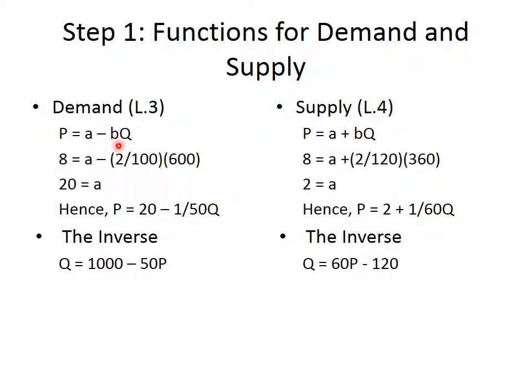P equals A minus BQ. 8 equals A minus, and we just walk through the math here. This gives us a demand intercept of 20 units, and that gives us this function, P equals 20 minus 1/50th Q. I think we did this back in one of the problems for week 2. We can come up with the inverse of this, 1,000 minus 50p.